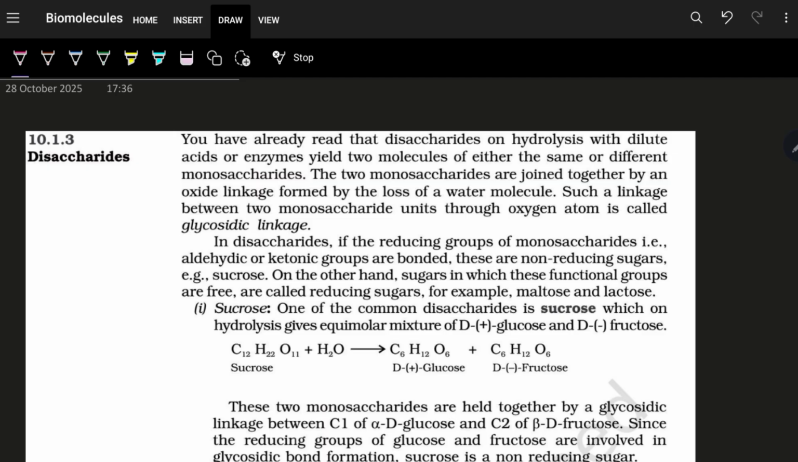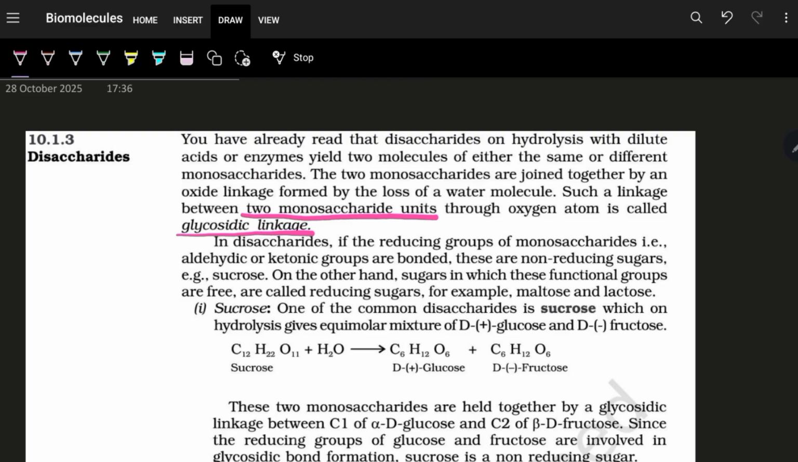Disaccharides are the carbohydrates that on hydrolysis produce two monosaccharide units. So obviously in disaccharides, if the structure is seen, the two monosaccharide units are joined by a glycosidic linkage, which is often termed as oxide linkage, but I will prefer to use the term glycosidic linkage, and I'll tell you how the linkage is obtained.